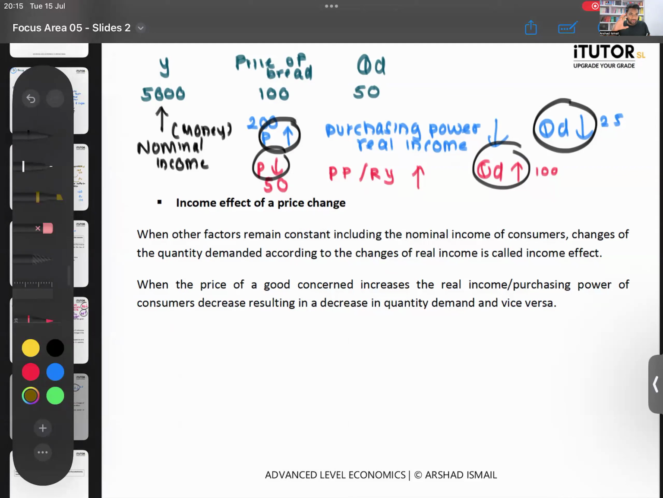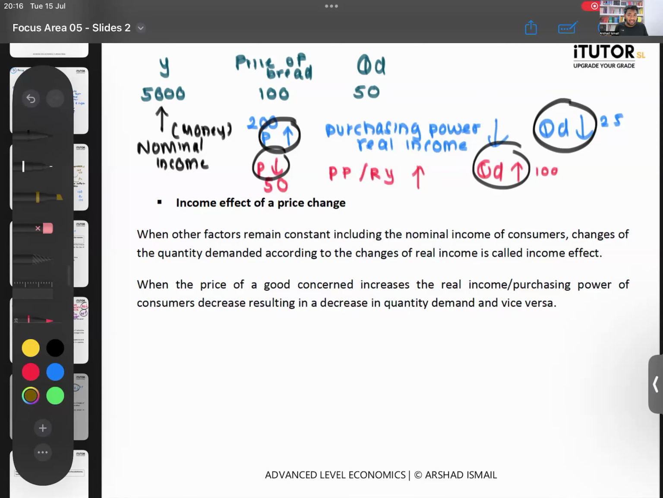When the price of a good increases, with your salary, the amount of that good you can buy is low. Let's say I have 5,000 rupees. That is my nominal income, money income. When the bread was 100, I bought 50 bread. But if the price of bread increased to 200, now with my 5,000, I can't buy 50. I can only afford to buy 25 loaves of bread. So see, my purchasing power has come down. Purchasing power again is, with your money, how much goods you can buy.